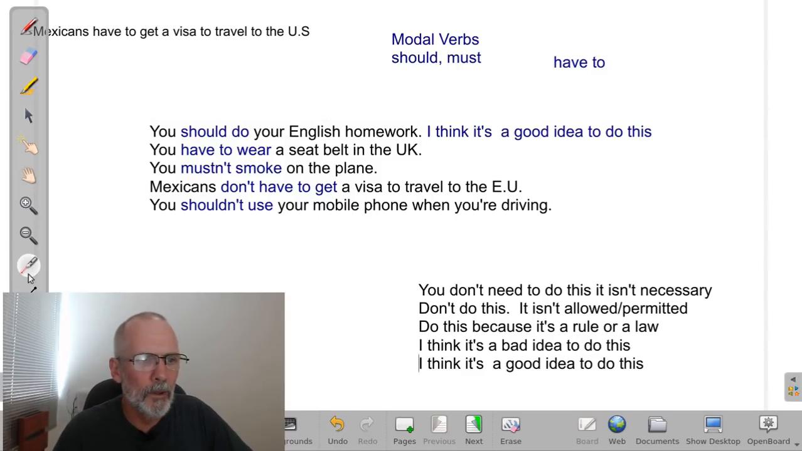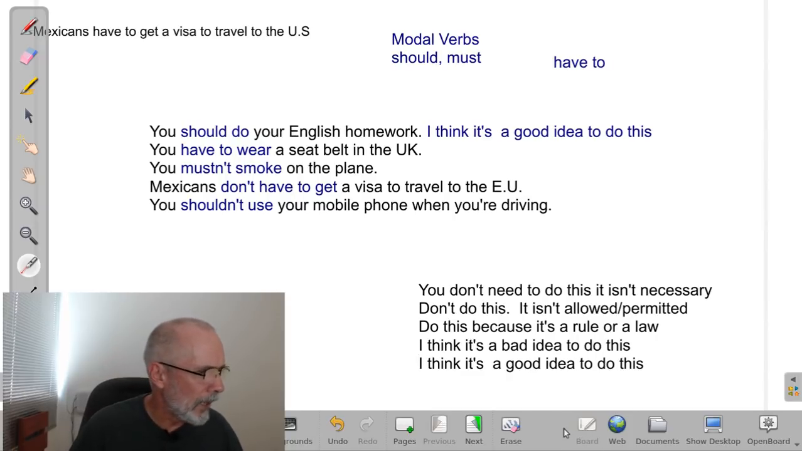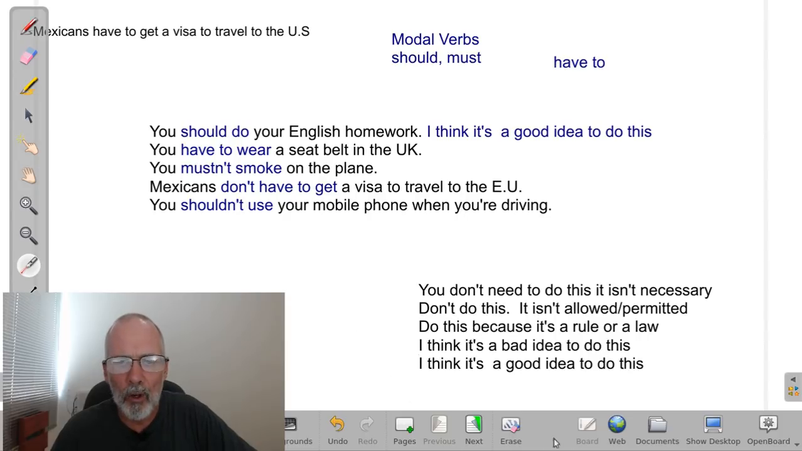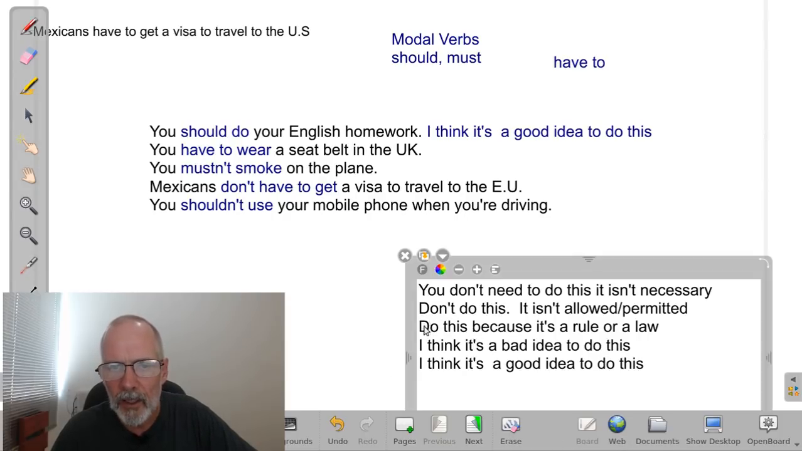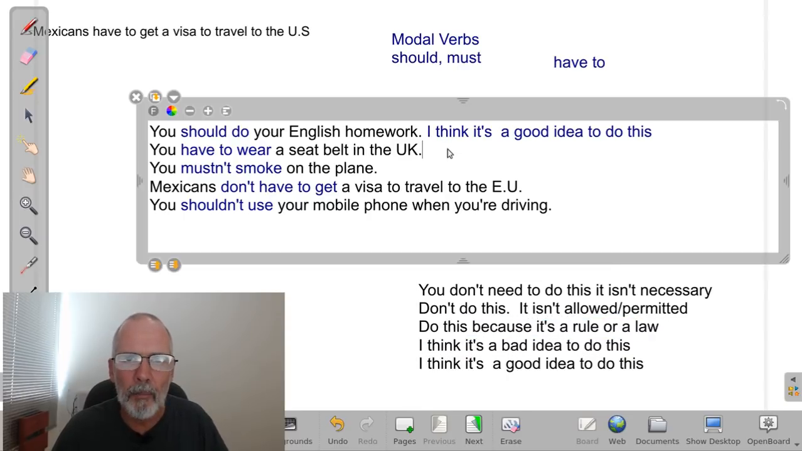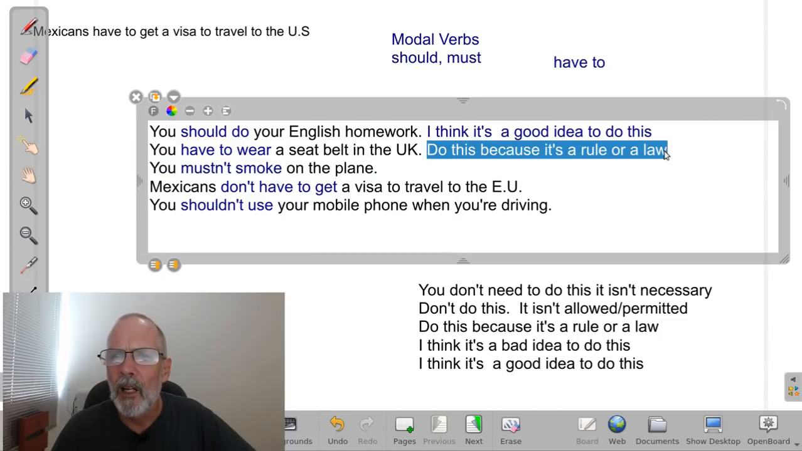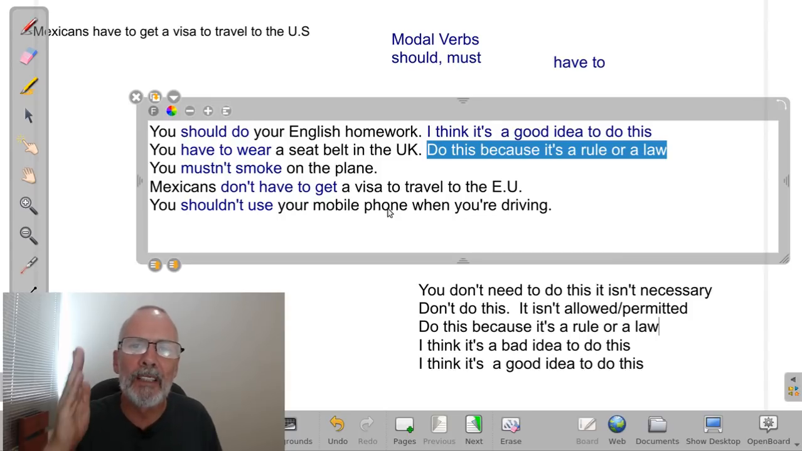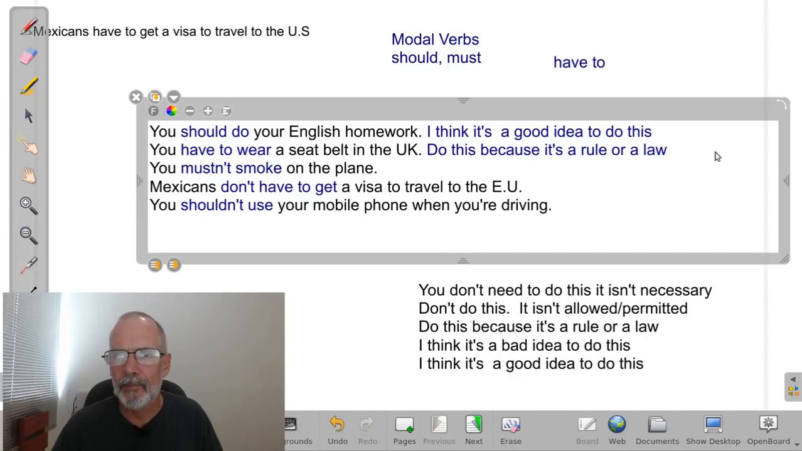The second one: you have to wear a seatbelt in the United Kingdom. Minklis, Melissa and Rene say do this because it's a rule or a law. Yeah, very good. Let's just copy that one over there. Do this, this is the correct answer here. We're going to paste it up here and make it blue. So when we say "you have to", it's a rule, it's a law, it's an obligation.